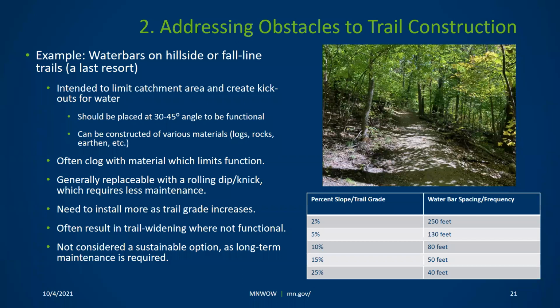As I said, they often clog. A better idea would be to replace these with a rolling dip or a nick. And as the trail gets steeper, you're going to need more, so the frequency with which you're going to need them increases. People like to step around them when they don't function right, so they widen the trail. So I wouldn't consider these sustainable. As you can see, on the 25% trail, you're going to need them every 40 feet, if not more. Even on a 2% slope trail, which is a very low slope, every 250 feet, just in order to truncate your catchment area and keep water from running straight down.